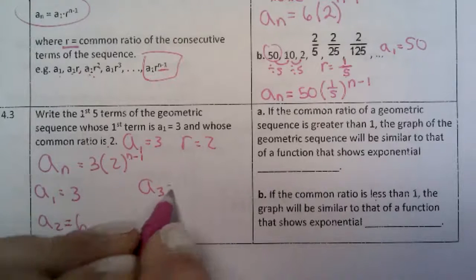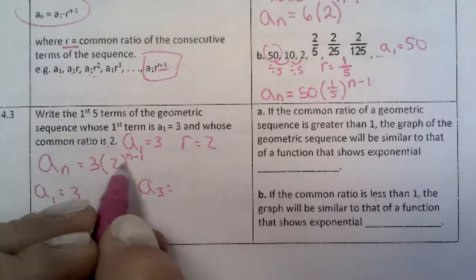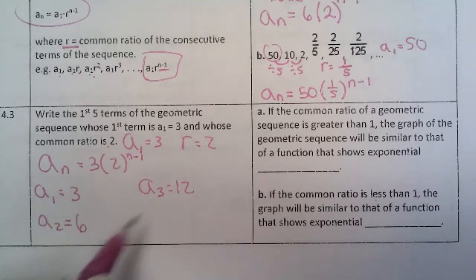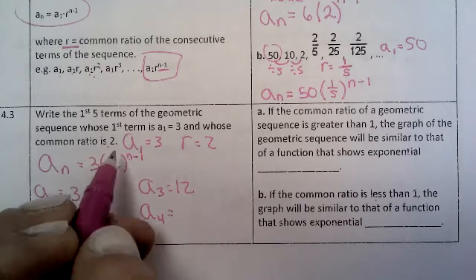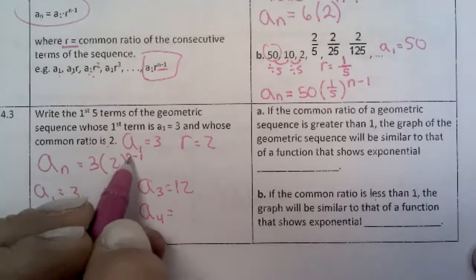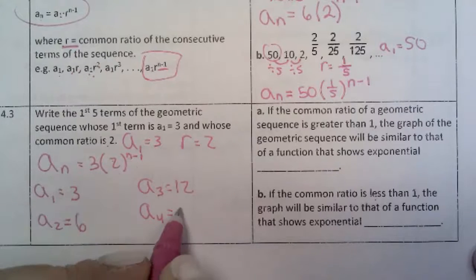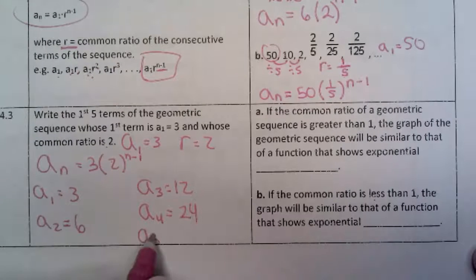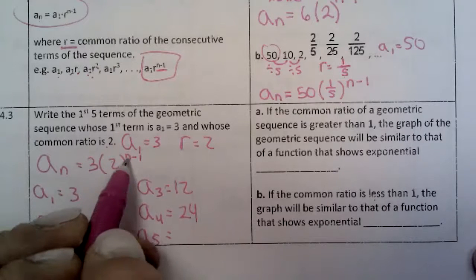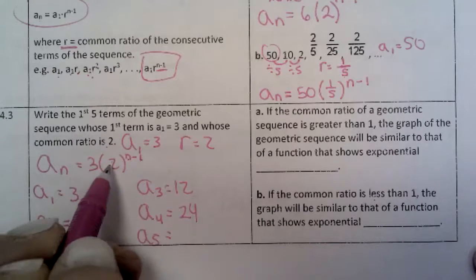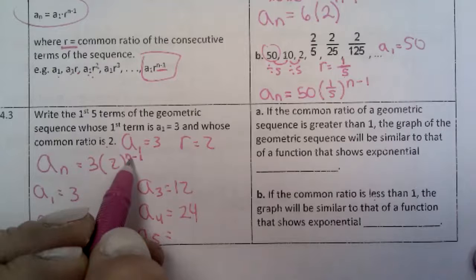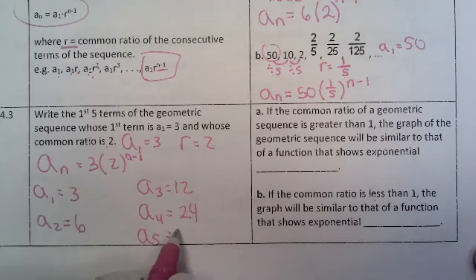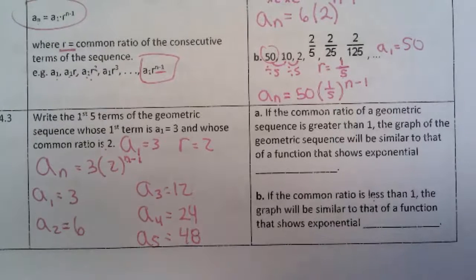A sub 3, 3 minus 1 is 2. 2 squared is 4 times 3 is 12. A sub 4, 4 minus 1 is 3. 2 to the third power is 8 times 3 is 24. A sub 5, 5 minus 1 is 4. 2 to the fourth power is 16. 16 times 3 is 48.